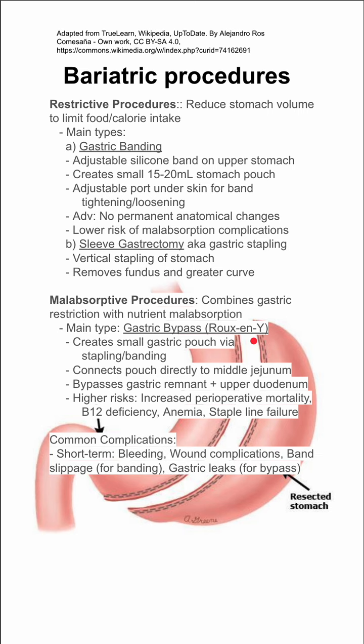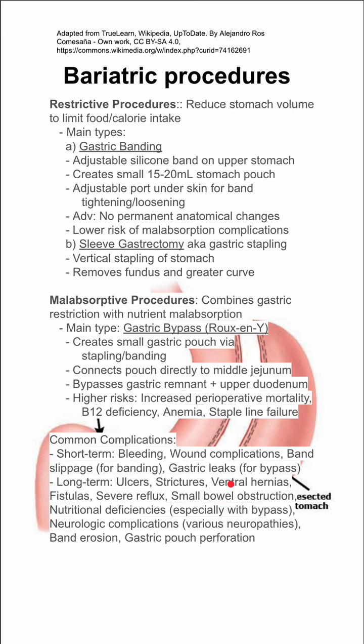Some common complications you can have in the short term: bleeding, wound complications, band slippage in the banding procedure, gastric leaks in the bypass procedure. In the longer term, you can have ulcers, strictures, ventral hernias, fistulas, severe reflux, small bowel obstruction, nutritional deficiencies, especially with the bypass, neurologic complications. You can get various neuropathies, band erosion, and gastric pouch perforation.